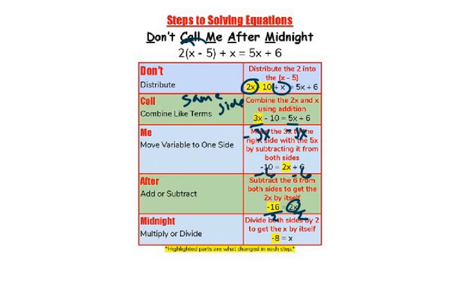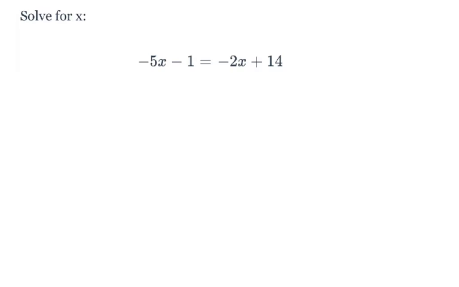So I'm going to do a couple examples with you guys. I'm going to start with this first one. -5x minus 1 equals -2x plus 14. So don't call me after midnight. Distribute. We don't have to do that. Combine like terms on the same side. No, there's nothing we can do on each side to combine anything.